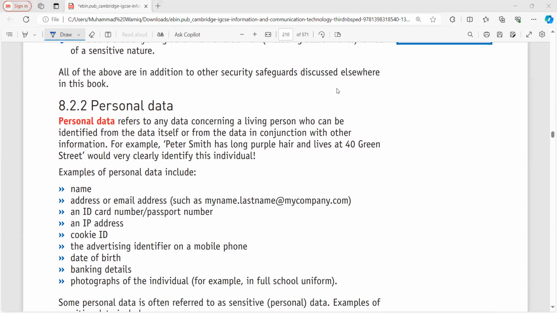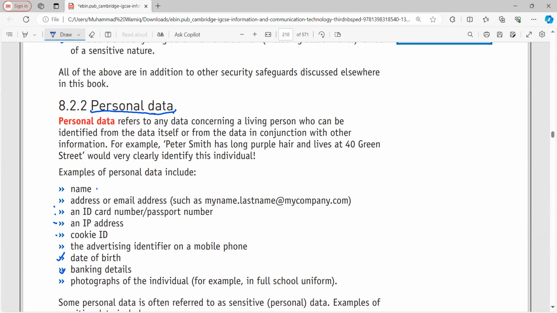Your personal data refers to any data that is concerned with yourself. For example, what is your name? What is your email address? What is your IP address? What is your ID? What is your cookie ID? What is your date of birth? What are your banking details? All of the data that is concerned with a living person or individual is going to be considered personal data, which is highly sensitive and confidential.